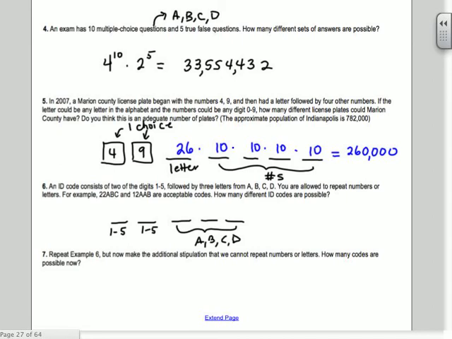5, right? 5 numbers there. 5 numbers here. 4 choices for each of the other ones. You end up with 1,600 possibilities.